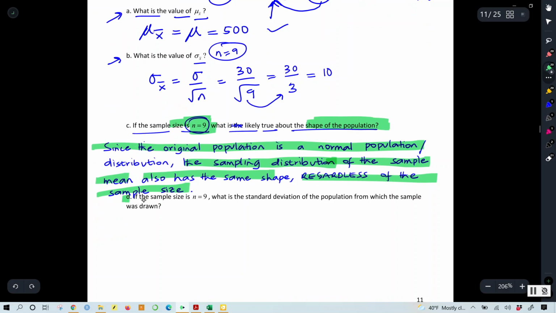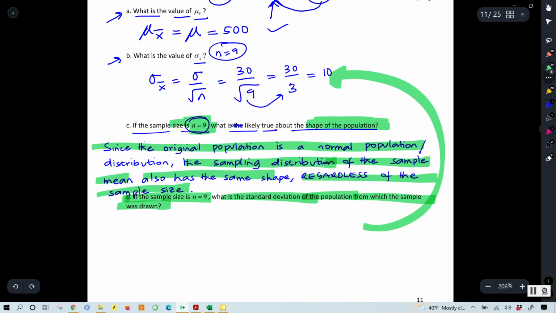Then, question D. If the sample size is n equals 9, what is the standard deviation of the sampling distribution? We did this earlier. The standard deviation is sigma over the square root of n, that is 30 over the square root of 9, and we got 10 earlier.